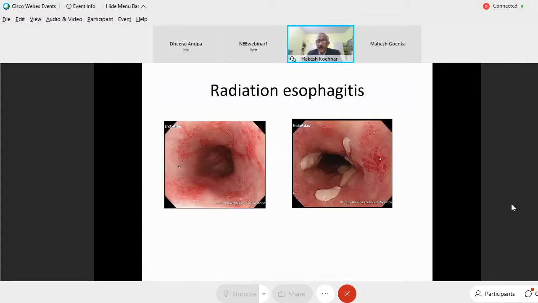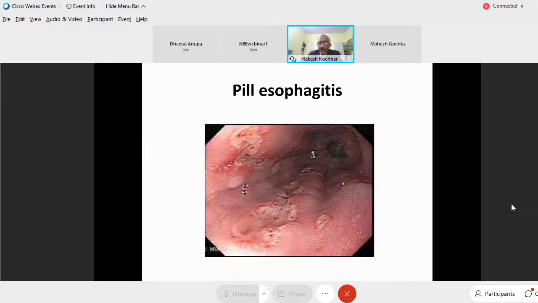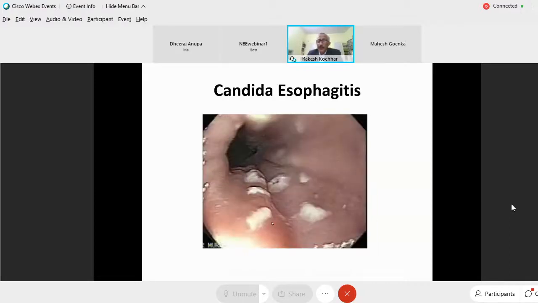Radiation esophagitis may have telangiectasia or ulceration and narrowing. Now, a very common lesion in a patient who has come with Disprin or doxycycline or tetracycline ingestion and sudden dysphagia or odynophagia is pill esophagitis. So this has to be read in the context of the history of pill ingestion. Multiple ulcers may be kissing ulcers also. Candida, I showed you a previous example.